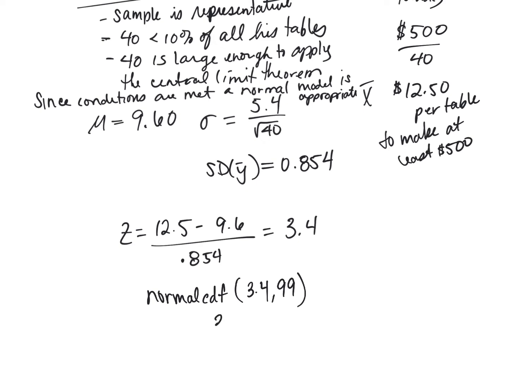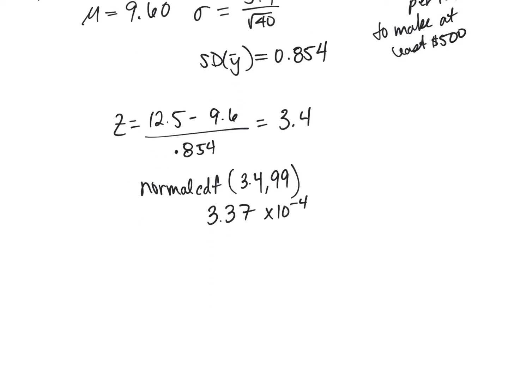And we get 3.37 times 10 to the negative 4. Pay attention when the number is above 1. That means there's scientific notation.